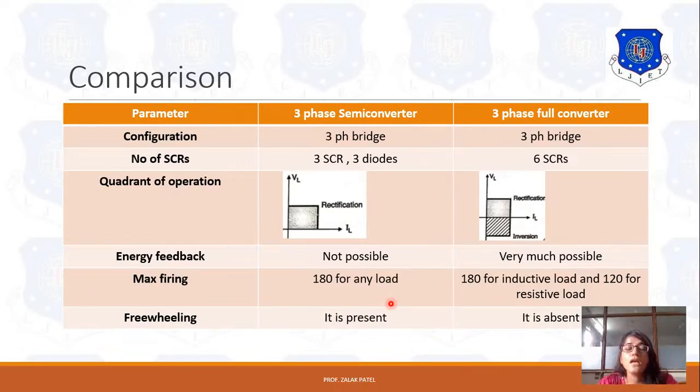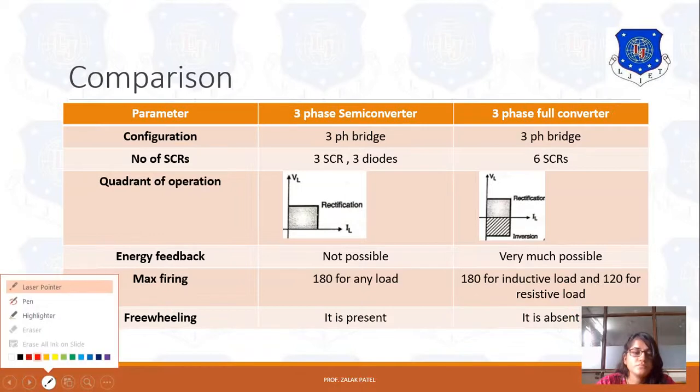In case of freewheeling, in the 3-phase semi-converter freewheeling is present, because we discussed in the last session that when alpha is less than 60 degrees it operates in a 3 pulse mode, and at 3 different intervals it operates in freewheeling, and because of that freewheeling the load voltage and current become 0, while in case of the full converter it is absent. So this is the comparison between the semi converter and full converter.